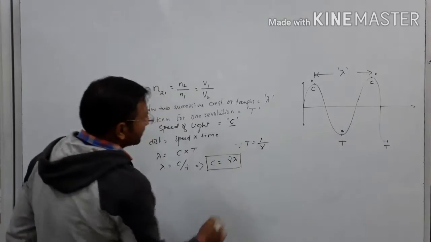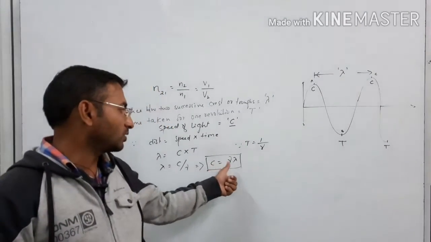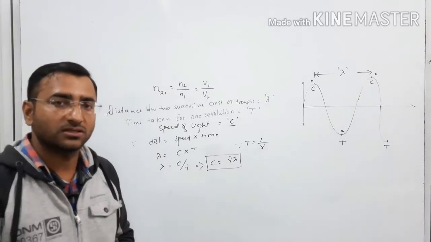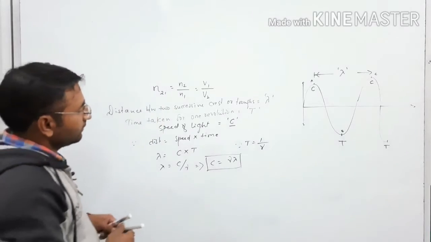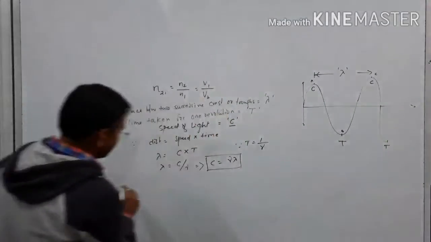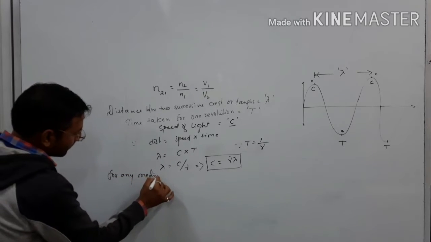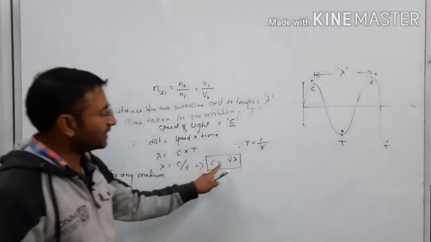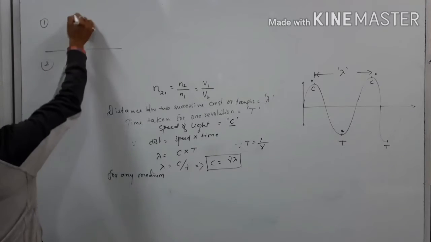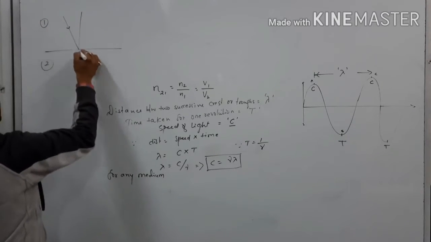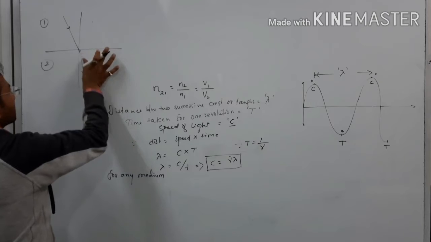This is one important relation between the speed of light in vacuum and the wavelength of light, or you can say the color. After this relation, let us think about any medium in place of vacuum. If I apply this formula, suppose I have two media, medium 1 and medium 2, both other than vacuum. Suppose light is going like that. This is the actual path of light.